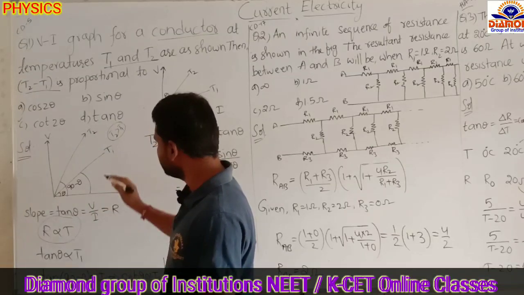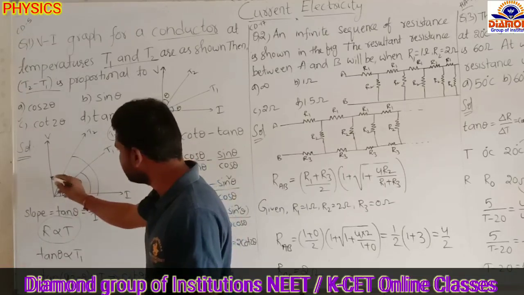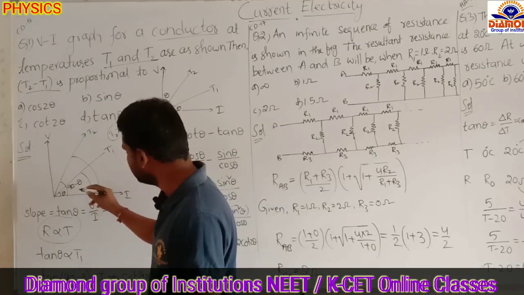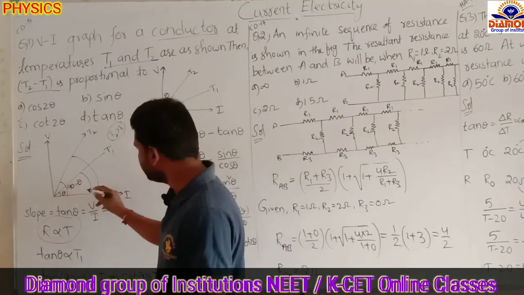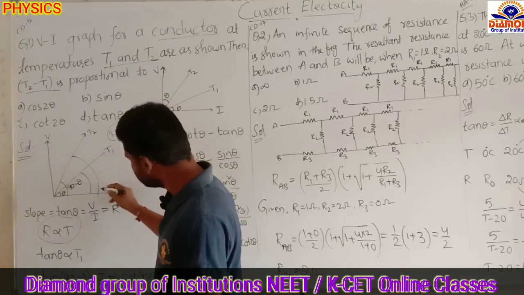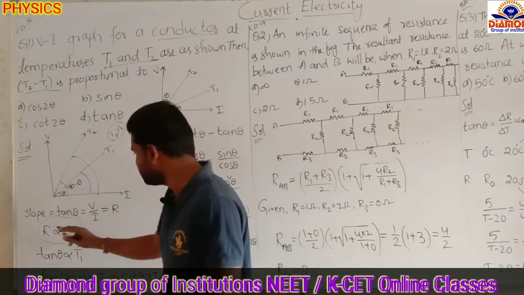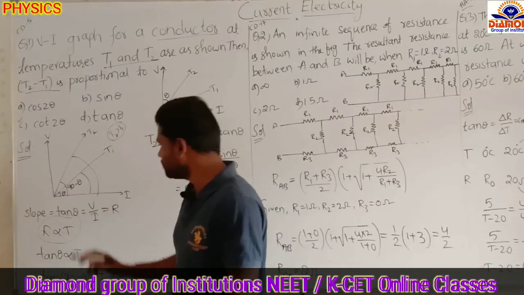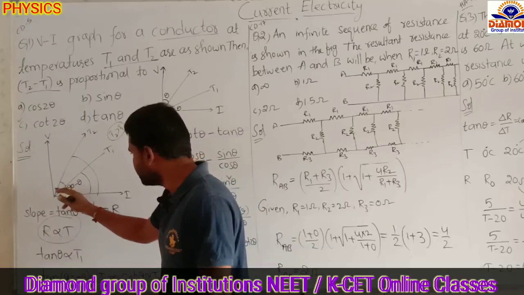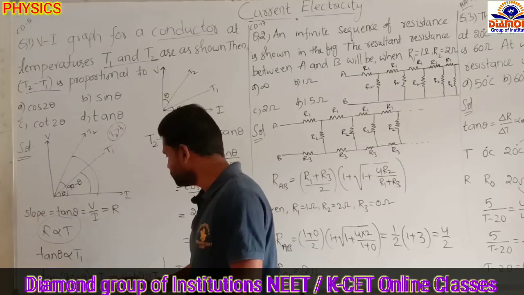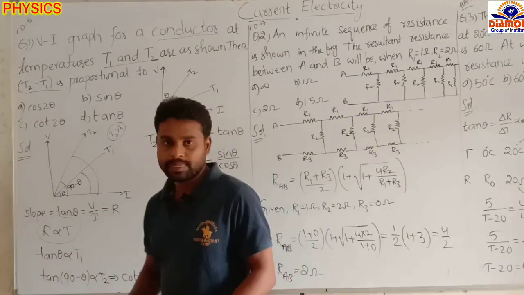Next, the slope of the first graph, which makes angle theta, is tan theta, directly proportional to the temperature T1. For the second graph, they have given theta with the y-axis, and the total angle is 90. With respect to the x-axis we have to measure the angle, since we are finding the slope. So the angle is 90 minus theta. So tan(90 minus theta) is directly proportional to the temperature T2. Slope is nothing but resistance, which is directly proportional to temperature. So the slope of the first graph, tan theta, is proportional to T1, and the slope of the second graph, tan(90 minus theta), is proportional to T2. Tan(90 minus theta) is nothing but cot theta, so cot theta is directly proportional to T2. We got this.